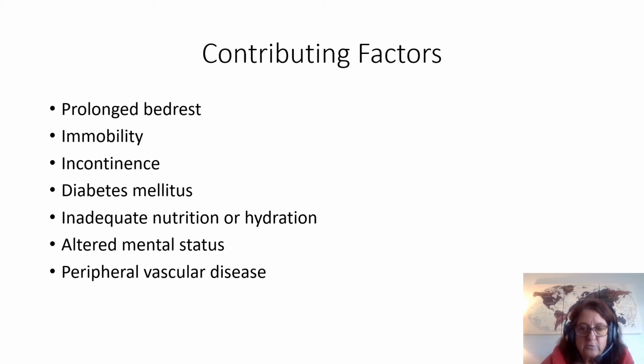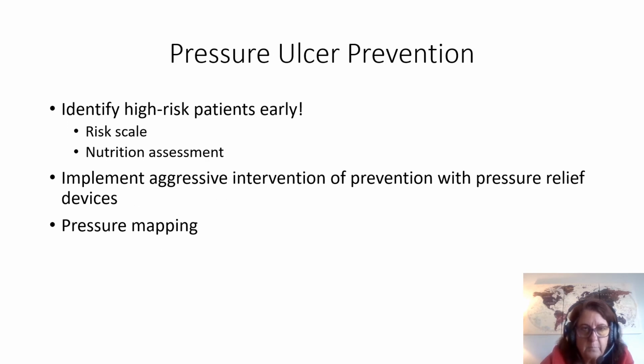It's also inadequate nutrition or hydration. People that have poor nutrition are very susceptible to this. And altered mental status, again, because they're basically lying in their own urine or whatever and they're unable to communicate this. Prevention, an ounce of prevention is worth a pound of cure, right?